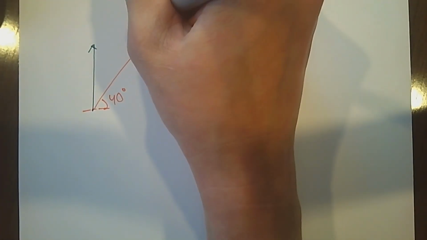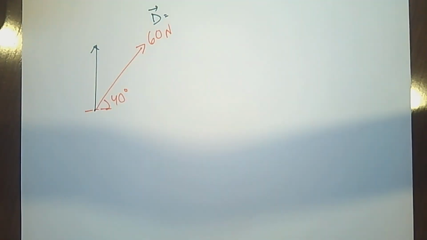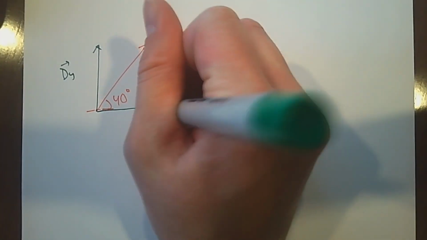We had 60 newtons at an angle of 40 degrees to east. So our x and y components look like this. I'm going to just call this vector D, for vector dog. This would be dy, and dx would look something like this. Now to find the magnitude of those values, we can use our trig.